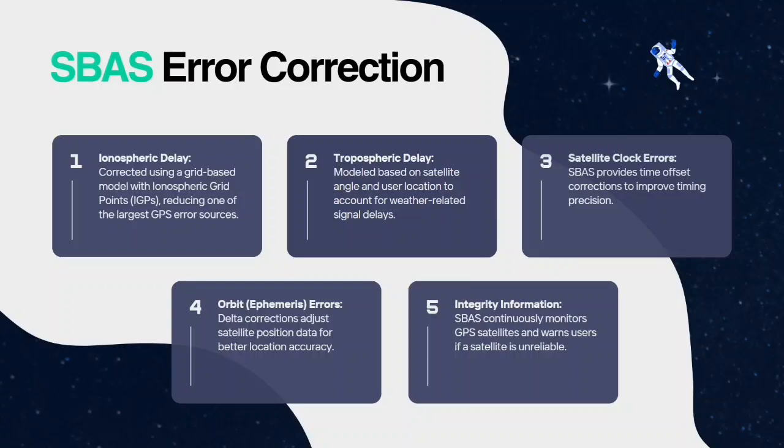Third, satellite clock error: SBAS provides time offset corrections to improve timing precision. Fourth, orbit, or ephemeris, error: delta correction adjusts satellite position data for better location accuracy. And lastly, integrity information. SBAS continuously monitors GPS satellites and warns users if a satellite is unreliable.